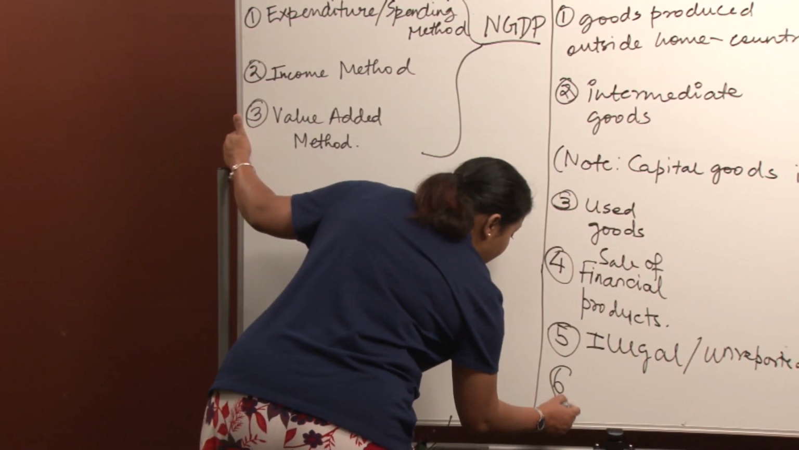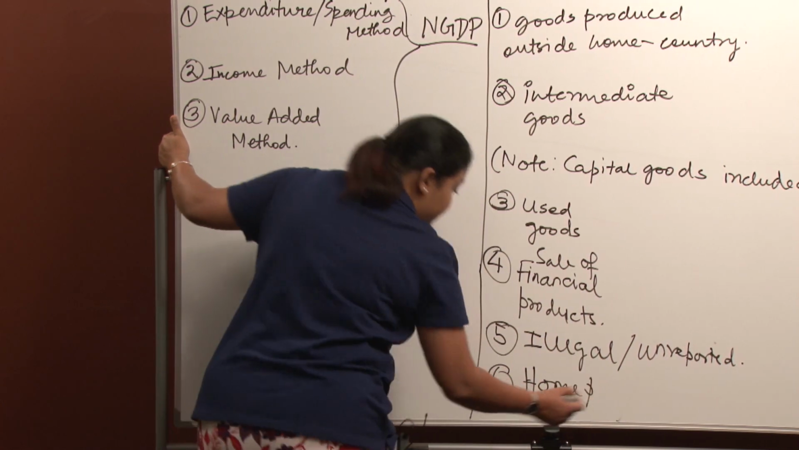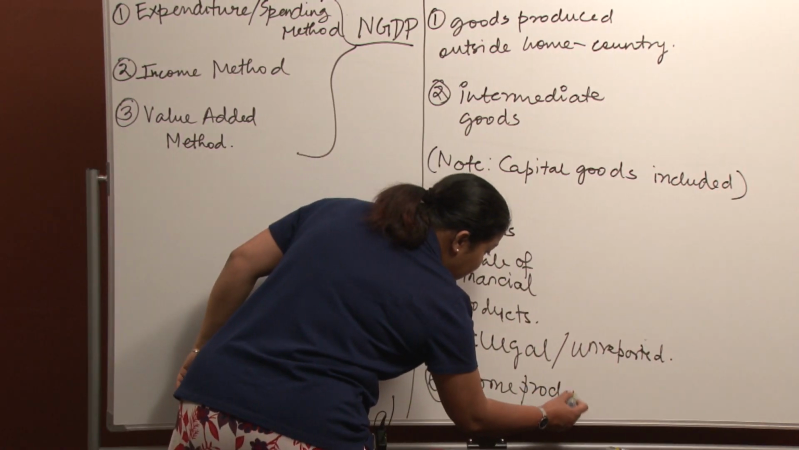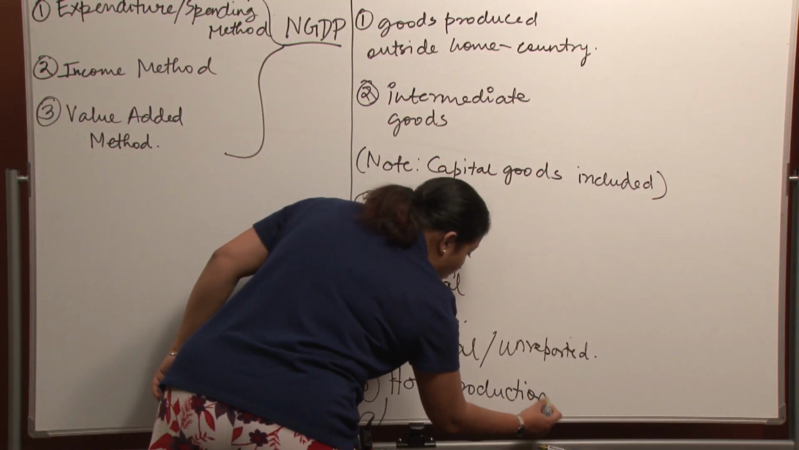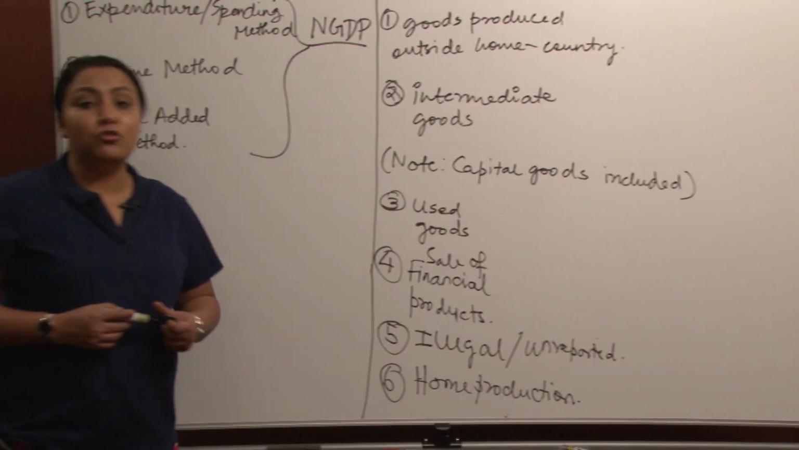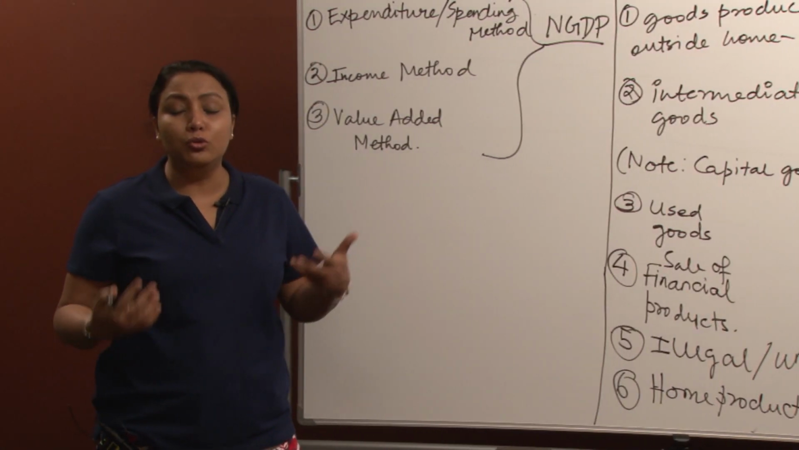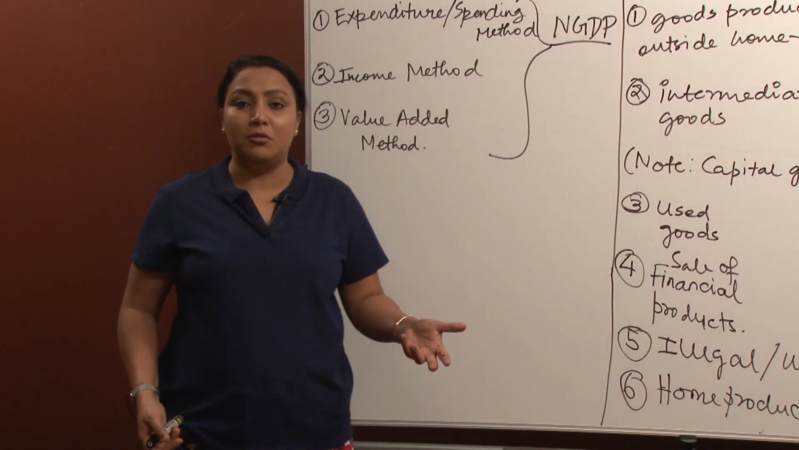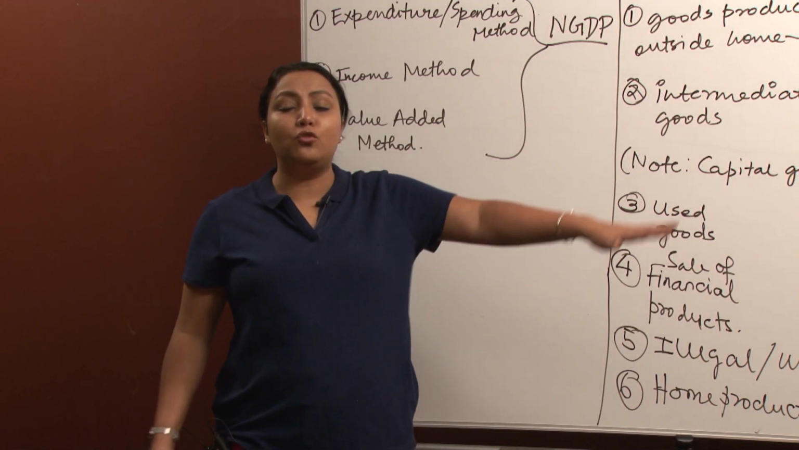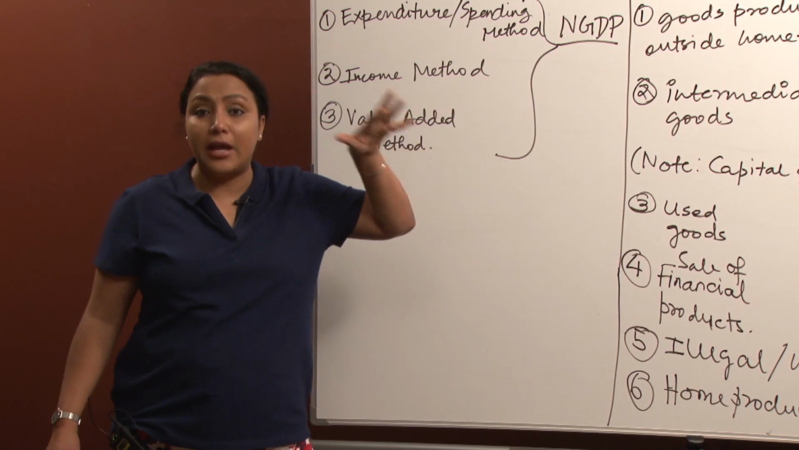And the last and final exclusion from GDP is home production. Anything that you do within your own home, you cannot account for in the GDP, because remember, to get the value of something, it is important for you to know what is the price of something. And unless something goes through the market, unless something is bought and sold, it is difficult to get the price.